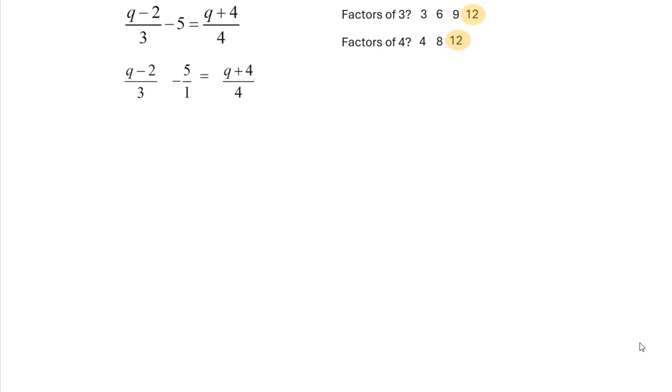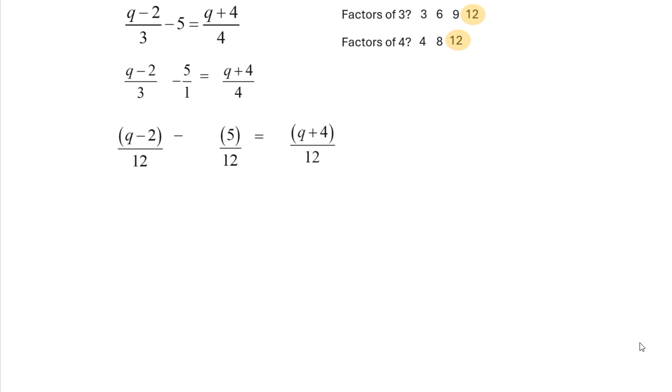Now I'm going to make one small change to the equation. I'm going to rewrite negative 5 as a negative 5 over 1. It's still the same number, but it's just going to help us a little bit, I hope, solve for a common denominator. So we decided that our common denominator is going to be 12. So I'll rewrite our equation with 12 in the denominator.